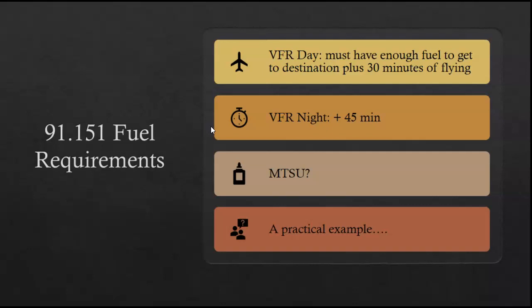If you're flying VFR during the day, you're required to have enough fuel in the tanks to get to your destination, plus another 30 minutes of flying. So when you land at your destination, you should have at least another 30 minutes of fuel in your tanks. For a VFR flight at night, the requirement is 45 minutes of reserve fuel. MTSU requires at least 1 hour of reserve fuel for all flights.